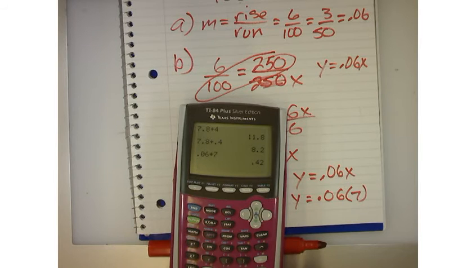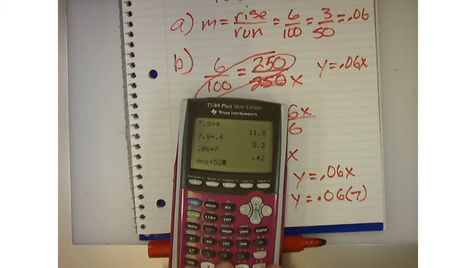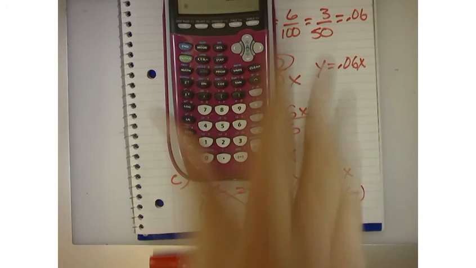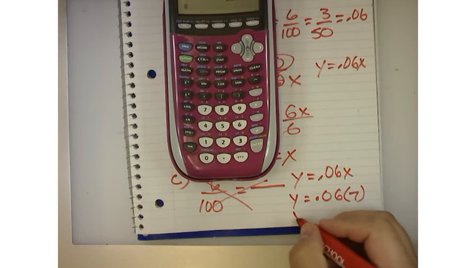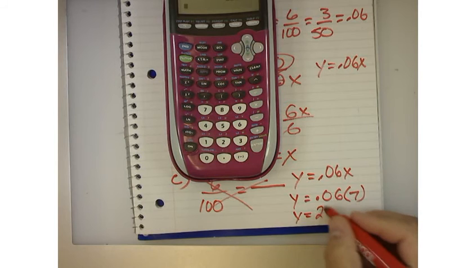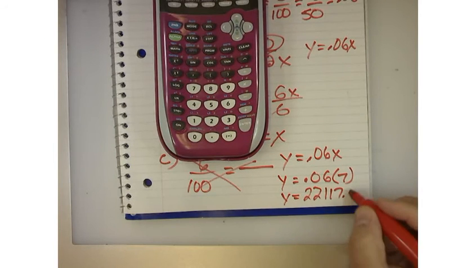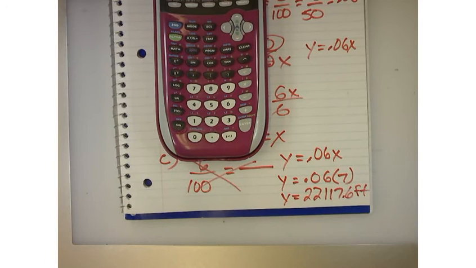So if I say times 5,280, I get 2,217 feet. Okay? So the answer is actually 2,217.6 feet. And we'll cover unit conversions and stuff actually starting next week in physics. Okay, any questions on that one?